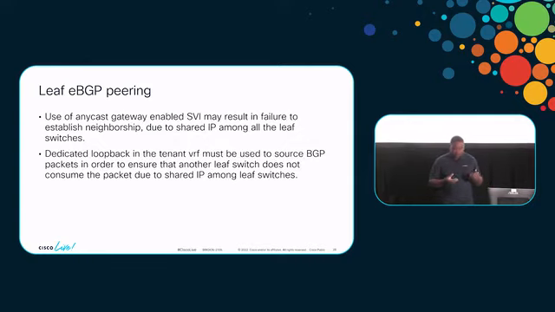So in order to distinguish ourselves, we need to go ahead and create a loopback in that tenant VRF where we're trying to form that neighborship, so that when we source that BGP packet towards that remote host residing on that other leaf, that host has a new IP that it can use that distinguishes us from those other leaf switches.